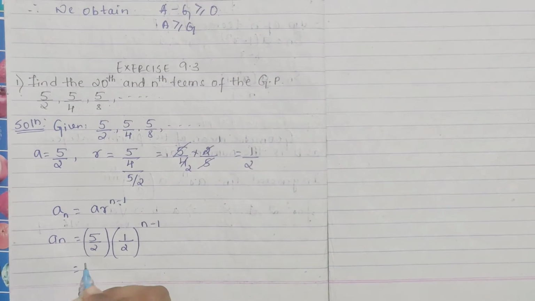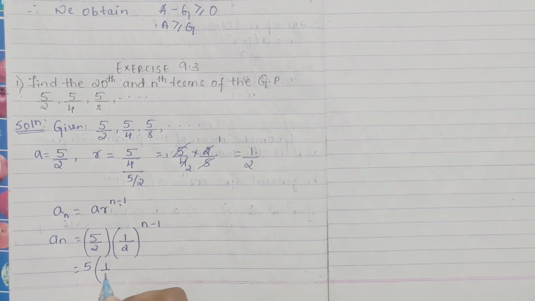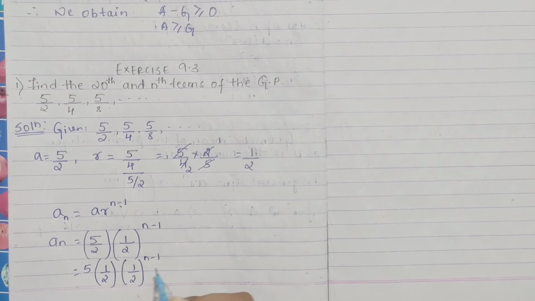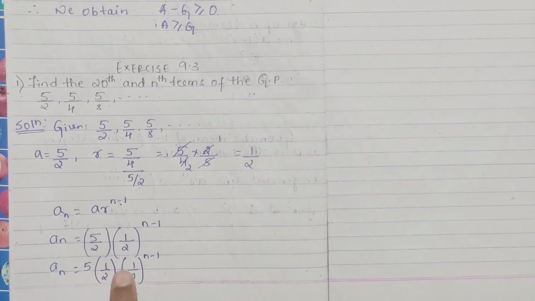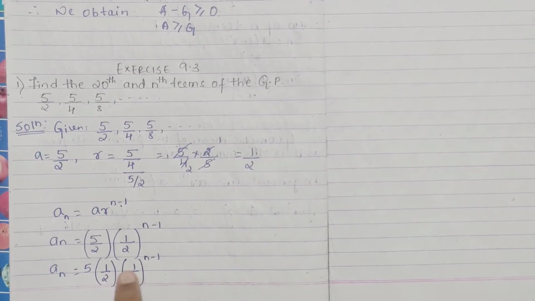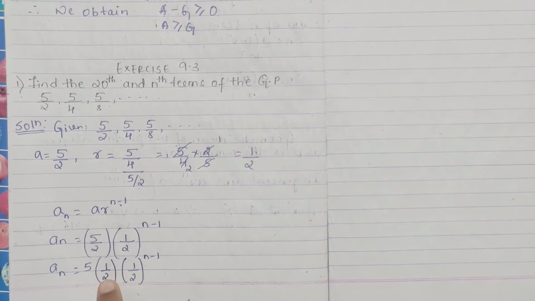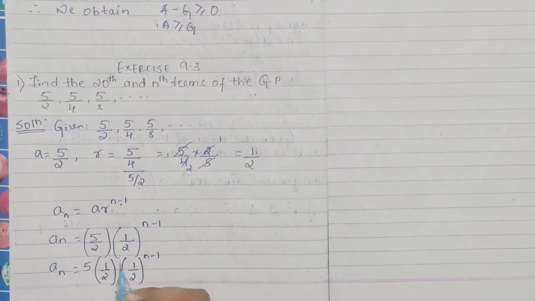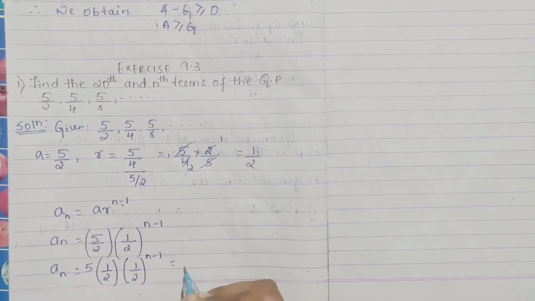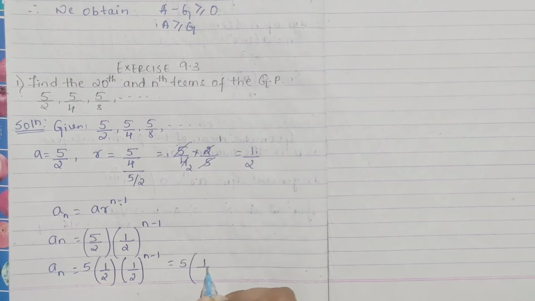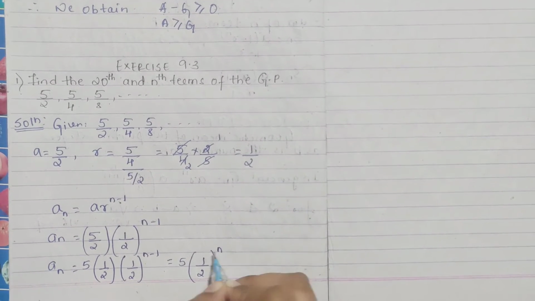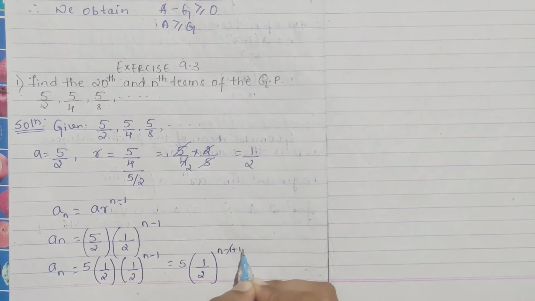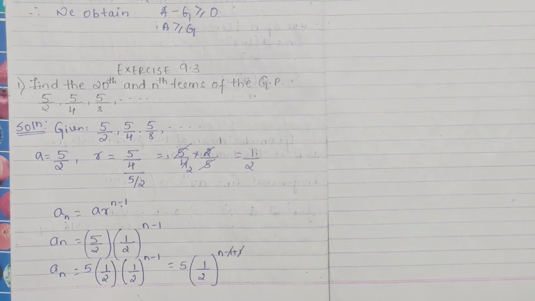Here 5 by 2 I can write as 5 into 1 by 2, and here 1 by 2 raised to n minus 1. You can see this 1 by 2 and 1 by 2 have the same base, so I can add the powers. The power is n minus 1, and here it is 1, so 1 by 2 raised to n minus 1 plus 1. Plus 1 and minus 1 get cancelled.